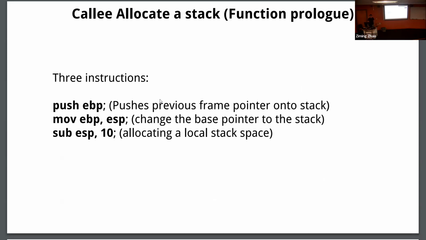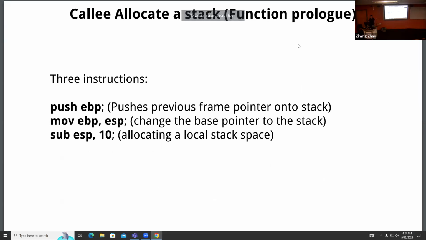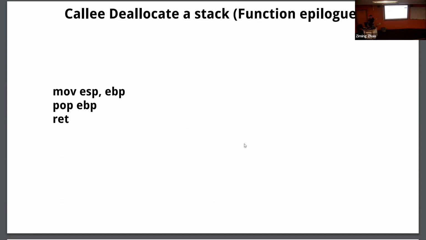So we already saw those instructions. Those are what the callee does to allocate the stack. That's why it's called the function prologue. It happens at the beginning of the function. Push EBP, move ESP to EBP, and subtract something from ESP. To deallocate this, it's just those 3 instructions: move EBP to ESP, pop EBP, then just return.